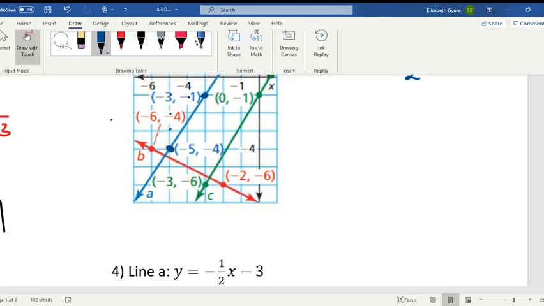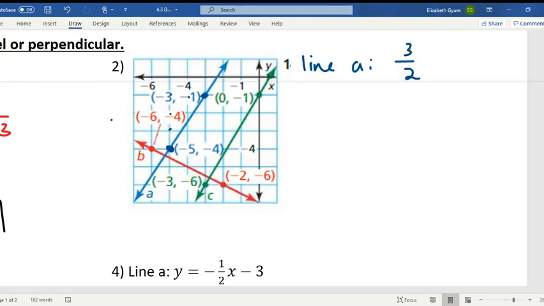All right, now let's look at the red line, line B. We're going to start over here on the left with -6, -4. From -6, -4 down to down here, should I go up or down? Here, line B. Yeah, we're going down. Down 1, 2, so that'd be -2 over 1, 2, 3, 4.